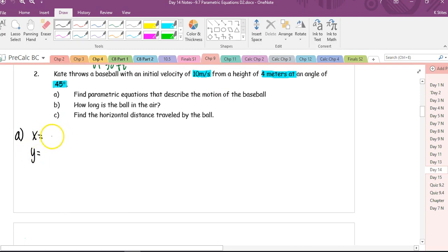So x equals v cosine theta times t, which is 5 root 2 t.